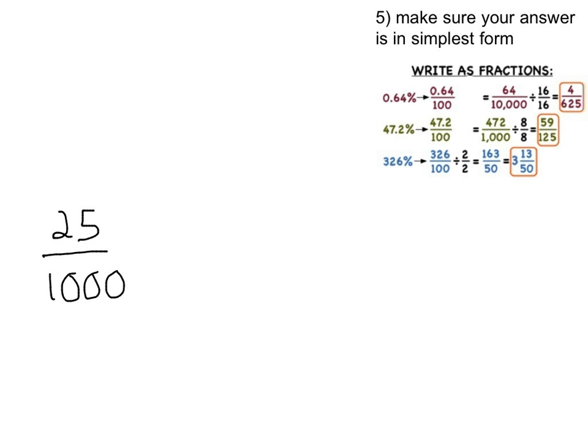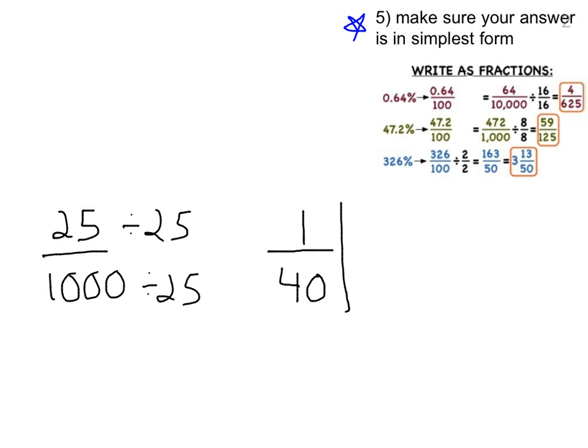So the last thing we need to do is make sure our answer is in simplest form. Now to do that, we're going to divide both by 25. And 25 divided by 25 is 1. And 1,000 divided by 25 is 40, giving us a final answer of 1/40.